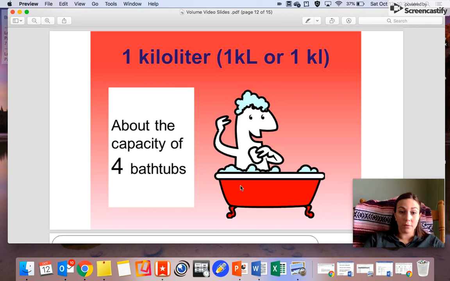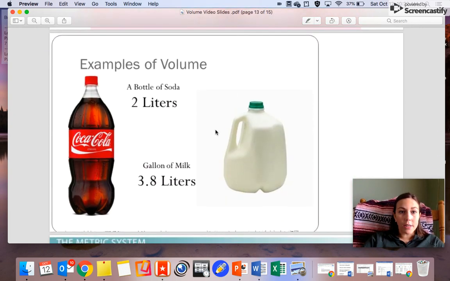Another example of volume, when you buy your 2 liter of pop, this is 2 liters. If you cut this in half, it would be 1 liter. And you can buy drinks that are 1 liter, but they're not as common as the 2 liter. Think of a gallon of milk. This is 3.8 liters. So that's quite a bit of liters in a gallon of milk.